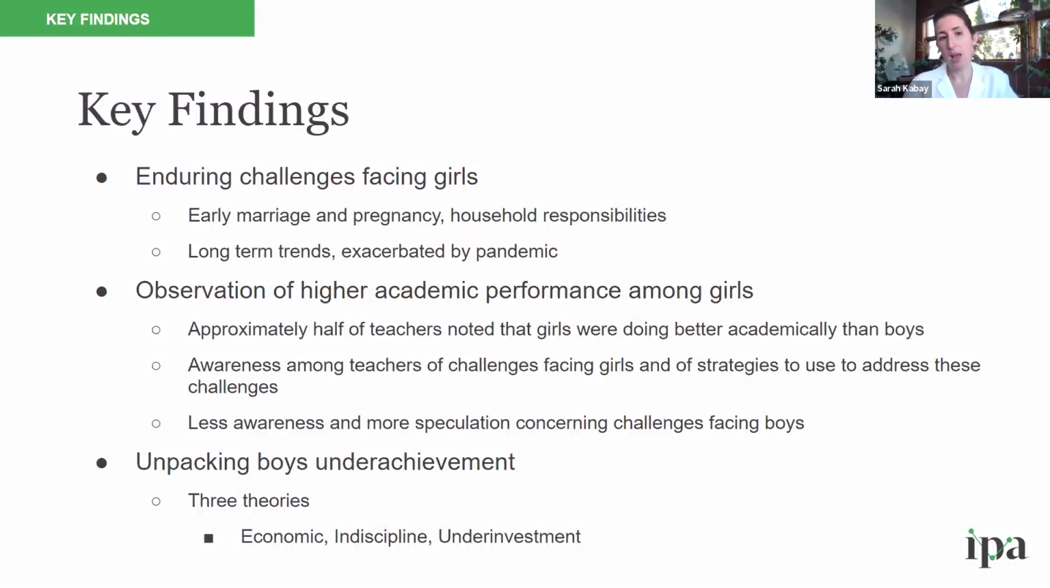So then we'll focus a little bit more on unpacking boys' underachievement. In our data, three different theories were represented. The first was economic, right? So boys' engagement in income generating activities during the school closure period and their interest in continuing those, potentially at the expense of education or returning to school. Then teachers emphasizing this theory of discipline challenges, particularly being unique to boys. But again, we'll see, and Vicky will talk about, how this is related to different narratives and different framing of gender issues in relation to education.